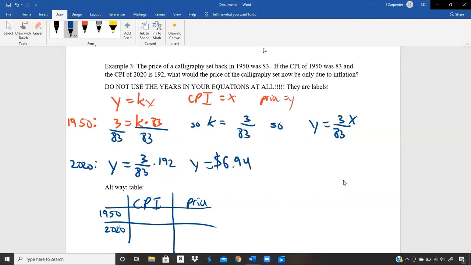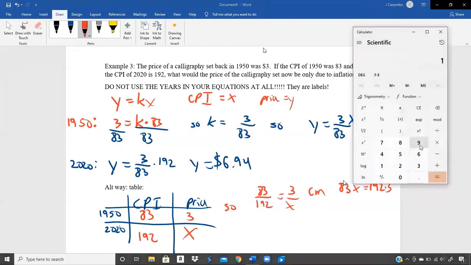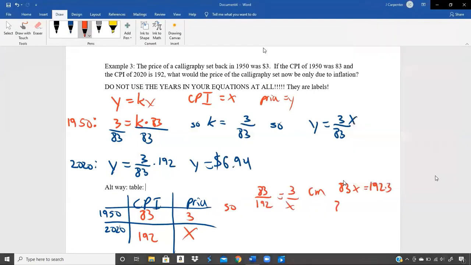Right, the CPI's in there. The CPI for 1950 was 83. For 2020 was 192. The prices that we have, we know in 1950 it was $3. That makes this the X. So we do 83 over 192 equals 3 over X. We cross multiply, which gives us 83X is equal to 192 times 3. 192 times 3 is 576, so that's 83x equals 576.